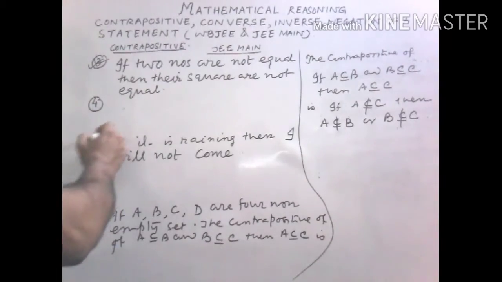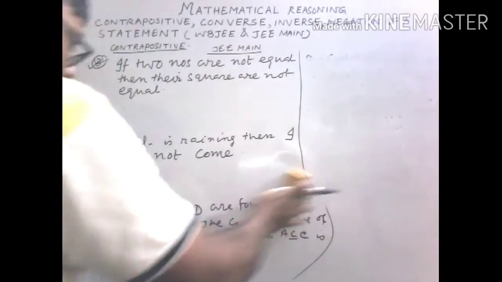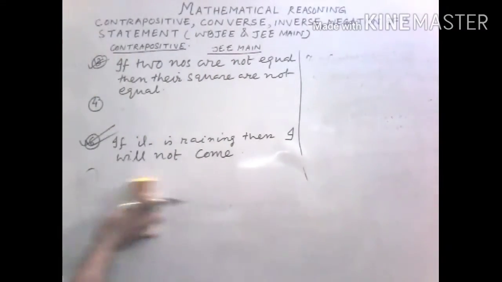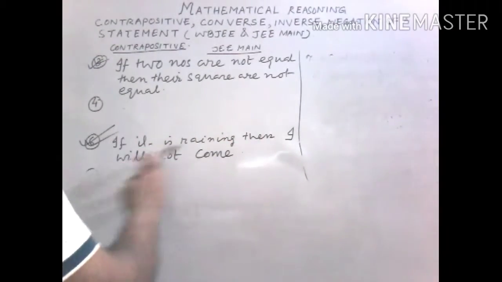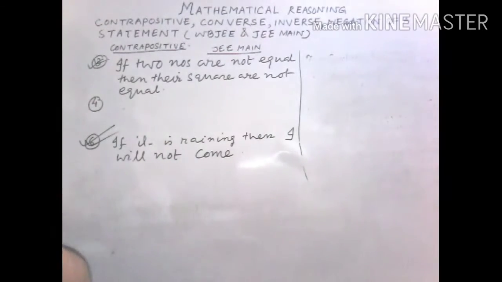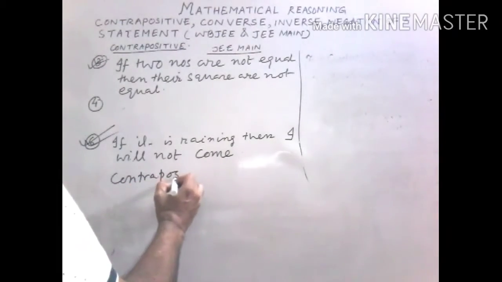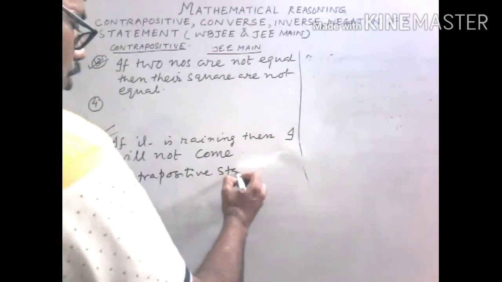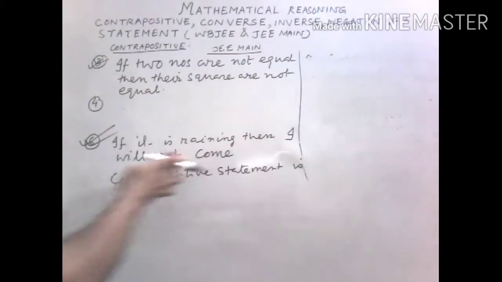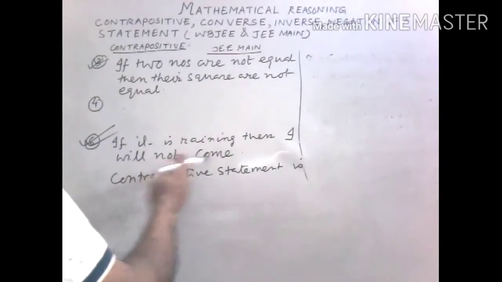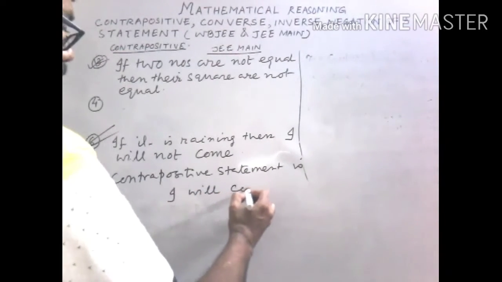Now look, problem number 6. Contrapositive of: it is raining, then I will not come. If it is raining, I will not come. So what is contrapositive statement? Contrapositive statement is, so this will come to left hand side with negation. So I will come.